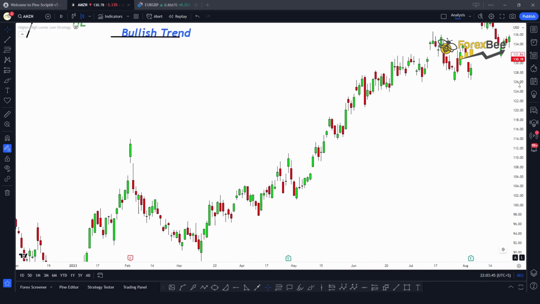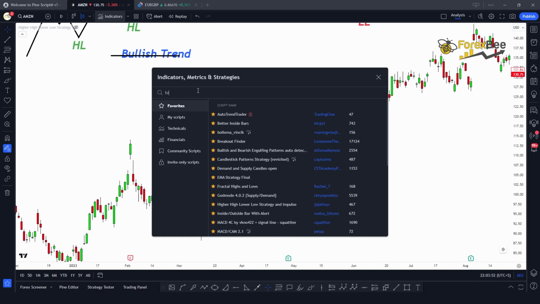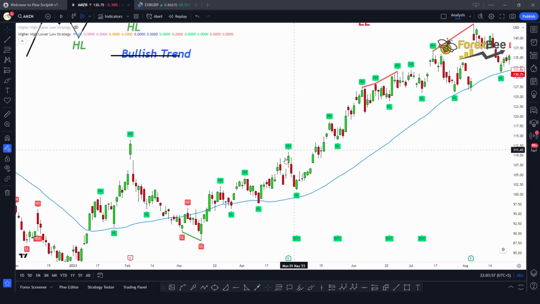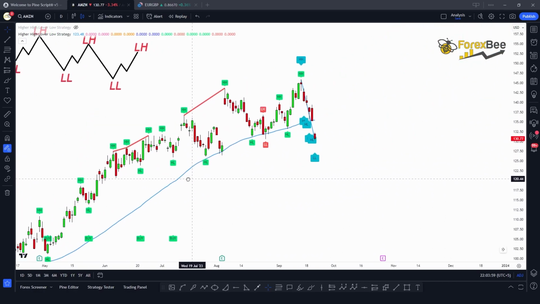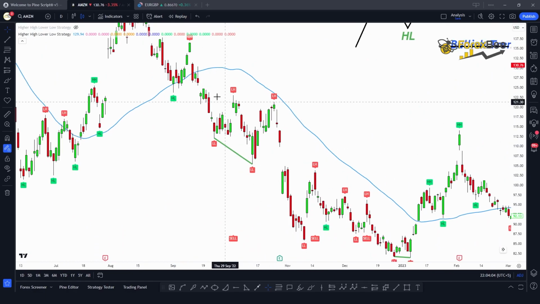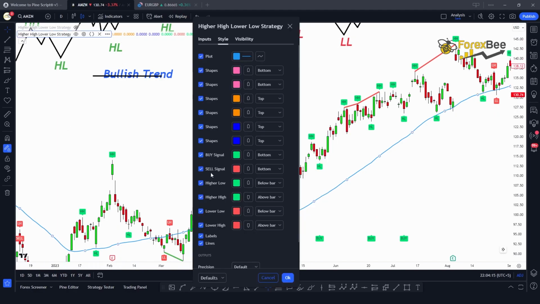But there's an automated way as well which you can use, and that way is using this higher high lower low strategy indicator. So let me just go ahead and type it, higher high and lower low strategy and impulse. Once we apply it, it will show us the higher high and lower low formation in the market. If we go back, we can see at the bearish trend, there's the formation of these lower lows and lower highs, and at the bullish trend, we can see the formation of these higher highs and higher lows. To hide these buy and sell signals, because these are not a very good way to trade, we can just go ahead inside the settings and turn these off.